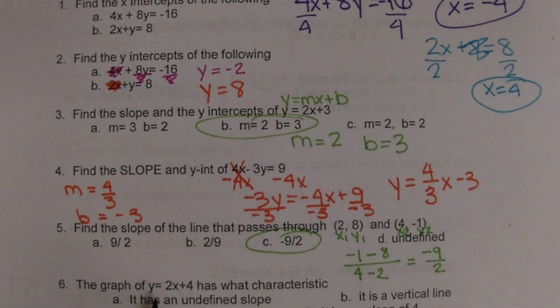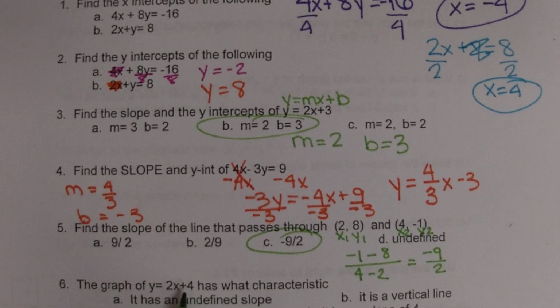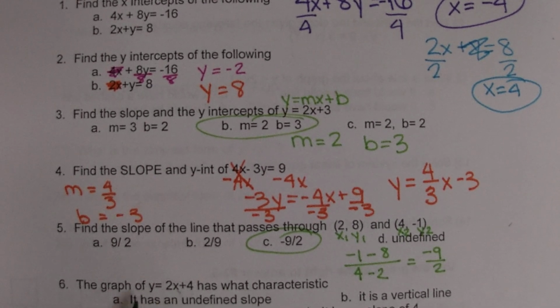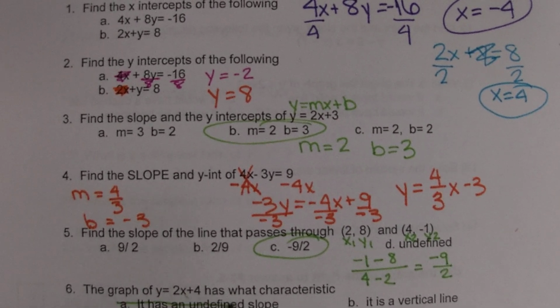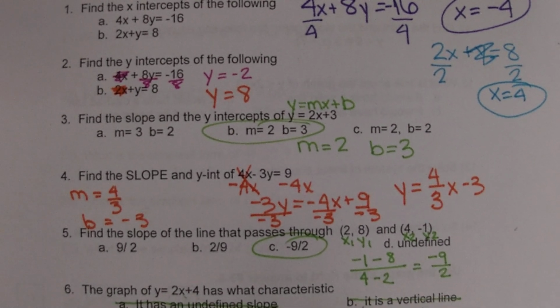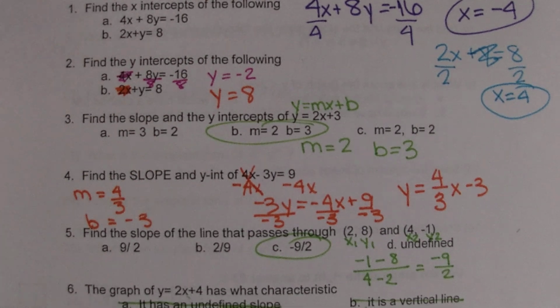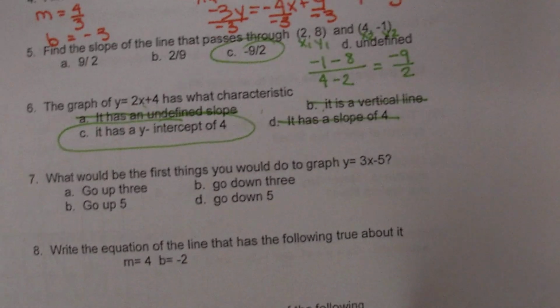6, if we want to graph y equals 2x plus 4, right? We'd go on the y-axis to 4 and then up 2 over 1. So it does not have an undefined slope. It has a slope of 2. It's not a vertical line. It does not have a slope of 4, but it does have a y-intercept, or a b of 4.